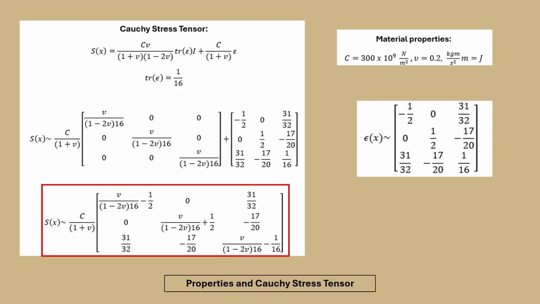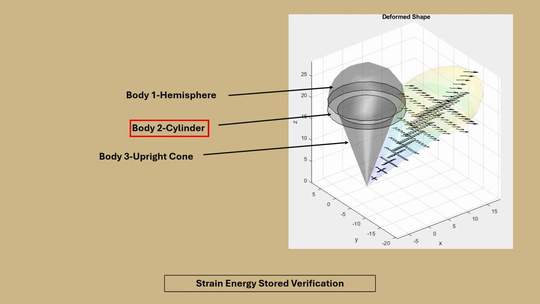tensor. This is just a quick look at the body that I chose to calculate the strain energy on, and that was the middle body, which was just the cylinder. And then here's also the deformed shape from my MATLAB code on the right-hand side.